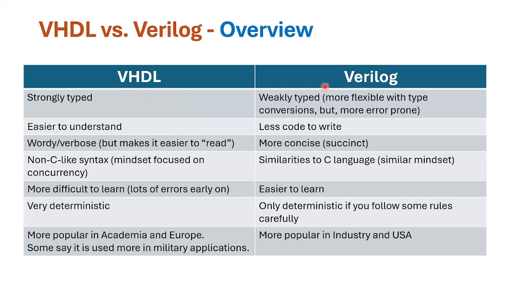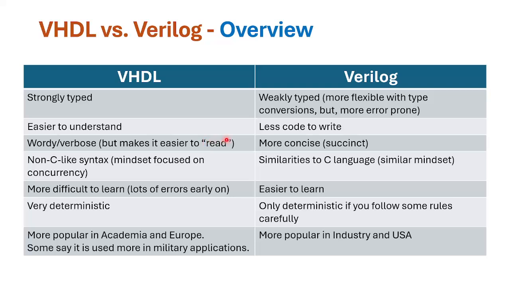VHDL is a strongly typed language as opposed to Verilog that is weakly typed, meaning that it might be more flexible when it comes to type conversions, but it will be more error prone. Verilog, being more similar to the C programming language, will lead to more concise and less code, as opposed to VHDL that is not so much like C and will result in more verbose, wordy code, but I think it will be in the long run easier to understand because many aspects and details will not be hidden.